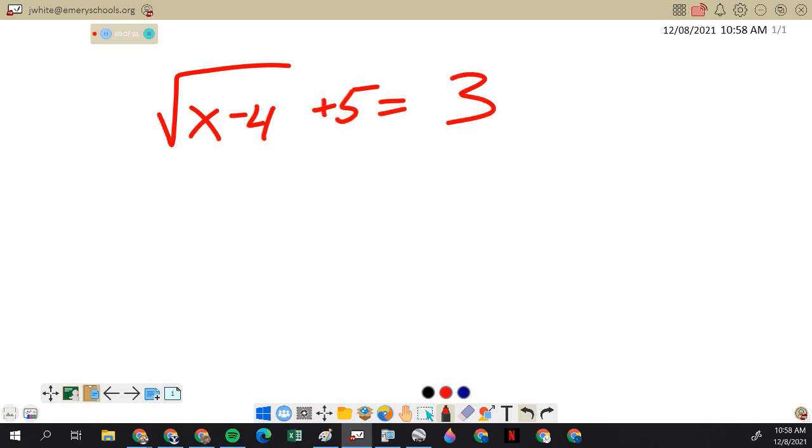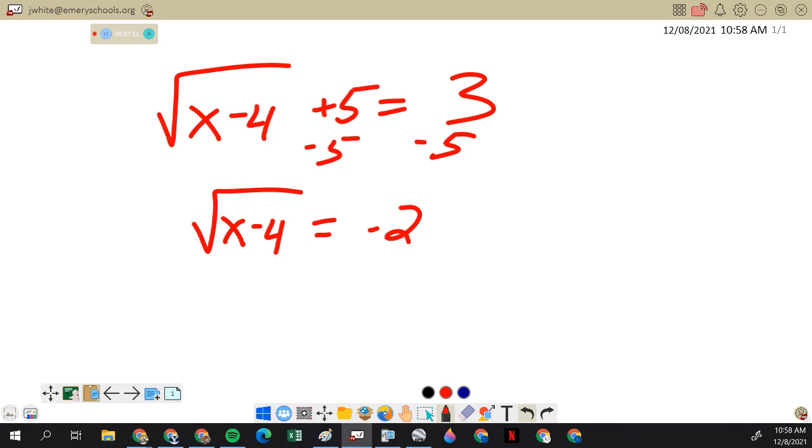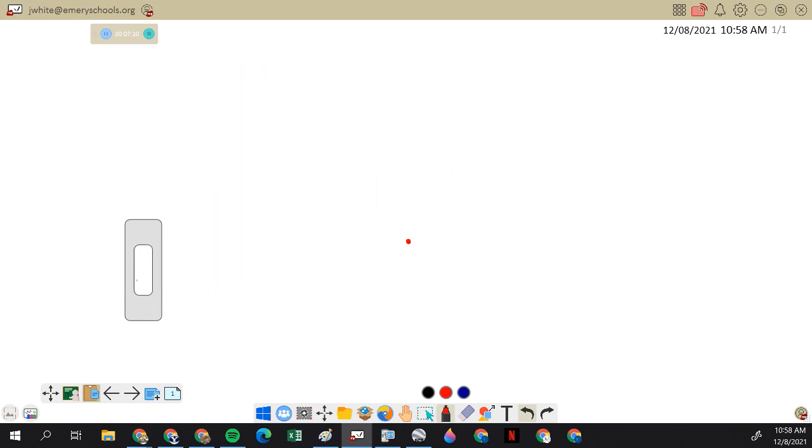Okay, similarly, what if I had, can that happen? No. When I subtract the 5, now I get the square root of x minus 4 equals -2, and that's impossible. There is no way to square root a number and get a negative. Okay? All right, watch this. I have to do this in my head, so it's a little bit hard.